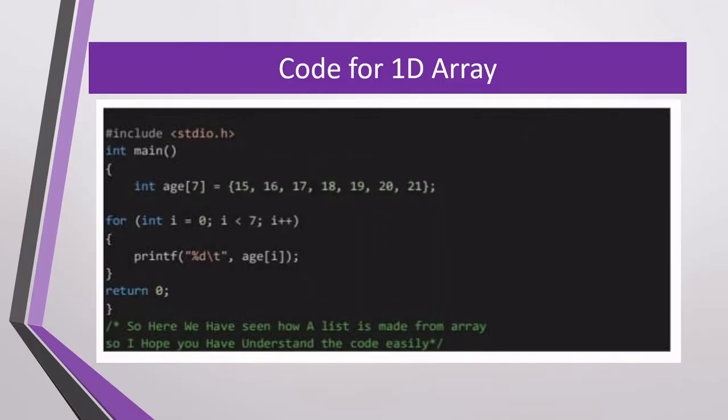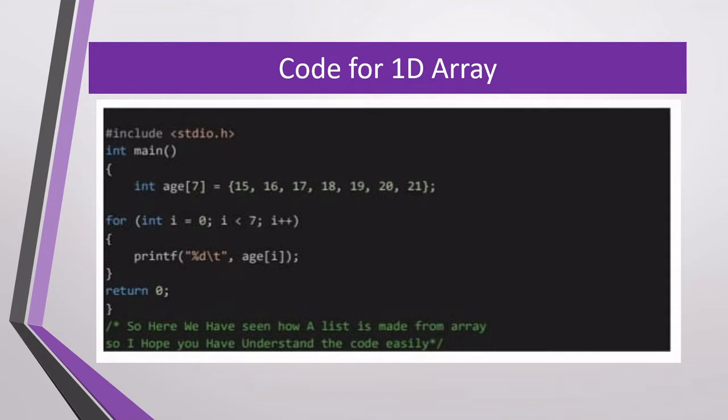Hello guys, let's start with the one-dimensional array. First of all, we should include the header file named stdio.h. Then enter int data type and the main function. Then we open a curly bracket and enter the data type, then the array name and array size. Then we enter the array elements in curly brackets. We should keep in mind that every line ends with a semicolon.